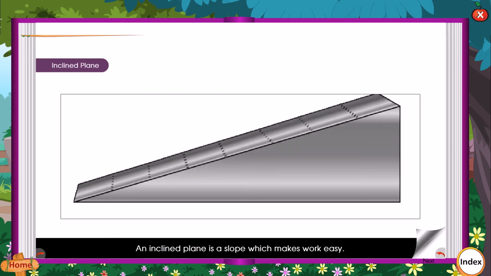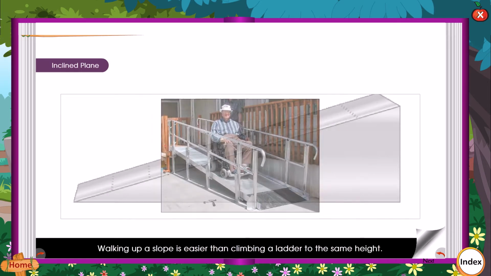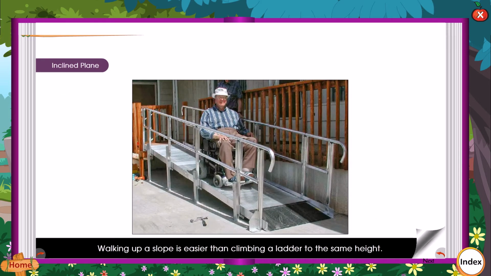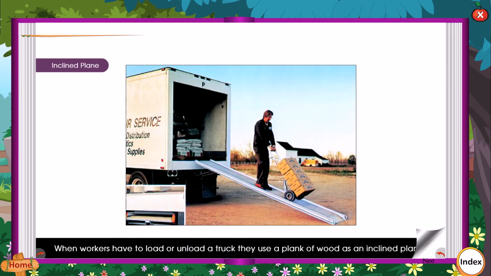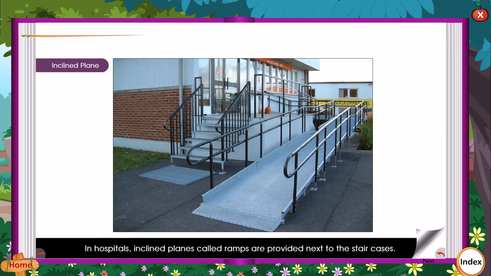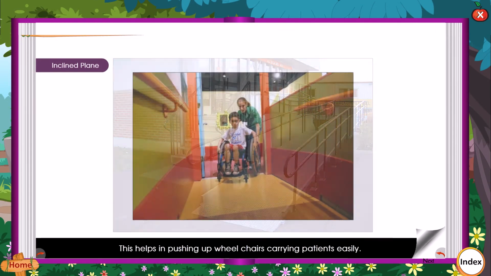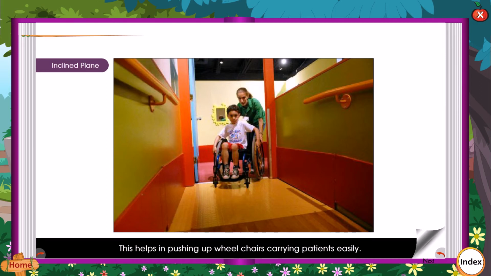Inclined plane. An inclined plane is a slope which makes work easy. Walking up a slope is easier than climbing a ladder to the same height. When workers have to load or unload a truck, they use a plank of wood as an inclined plane. In hospitals, inclined planes called ramps are provided next to the staircases. This helps in pushing up wheelchairs carrying patients easily.